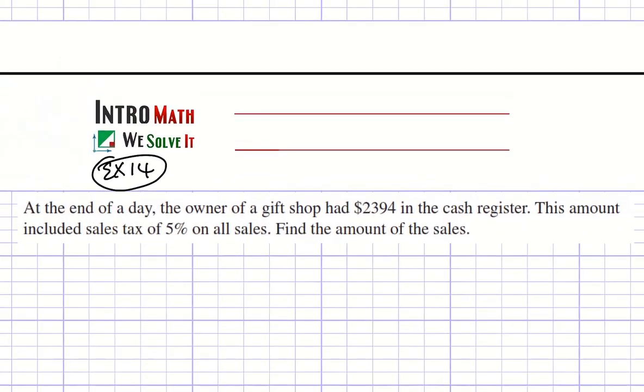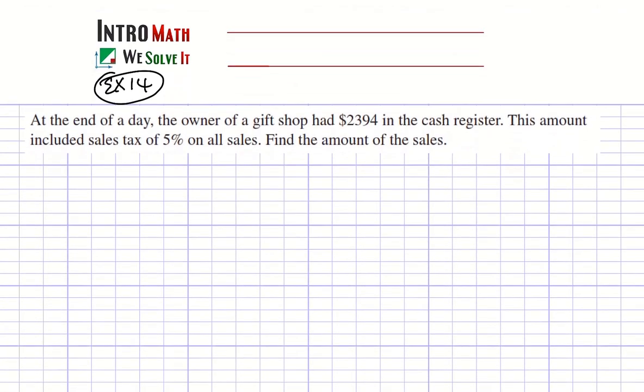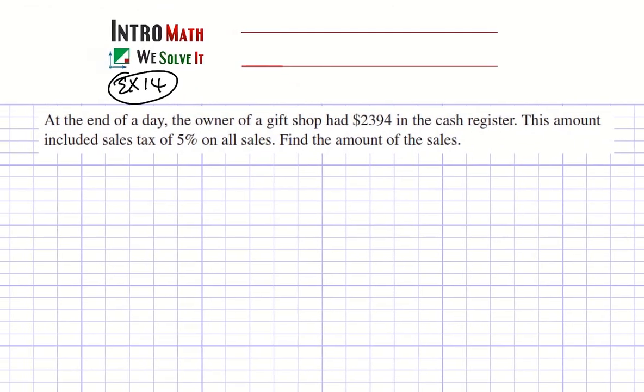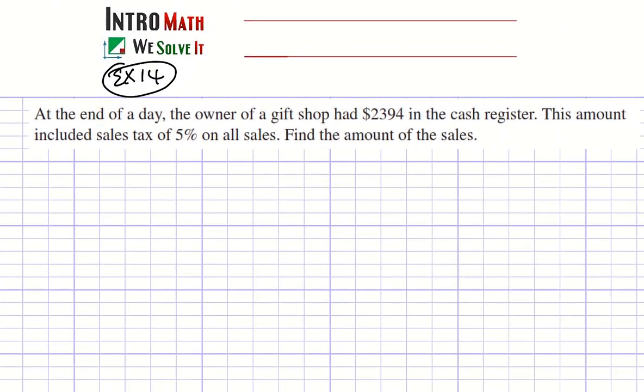The next one, I'm having a problem with this thing here. You can make it larger, smaller. The next one says, at the end of a day, the owner of a gift shop had $2,394 in the cash register. This amount includes sales tax of 5% on all sales. Find the amount of the sales. Okay, it's the same idea, man.